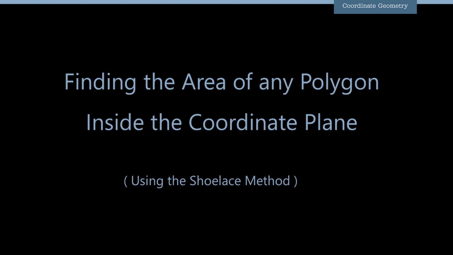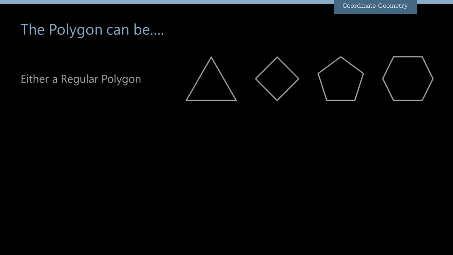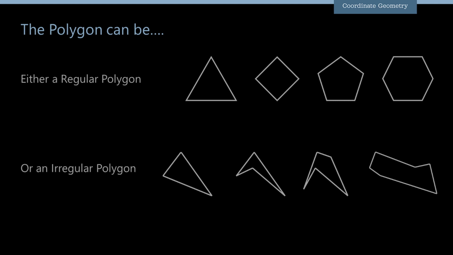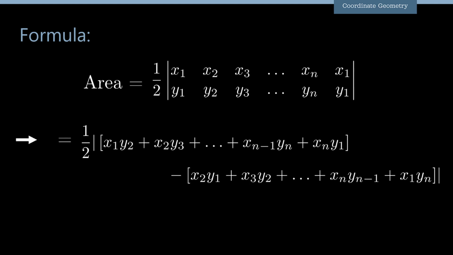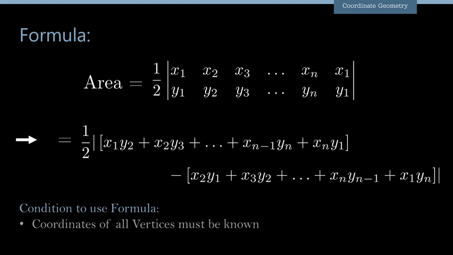Today in this video we're going to learn about a formula that allows us to find the area of a polygon inside a coordinate plane. And this formula can help us find the area of any type of polygon, whether it be a regular polygon or an irregular polygon. The formula is known as the Shoelace formula and it looks like this. The only condition to use this formula is that the coordinates of all the vertices of the polygon must be known.